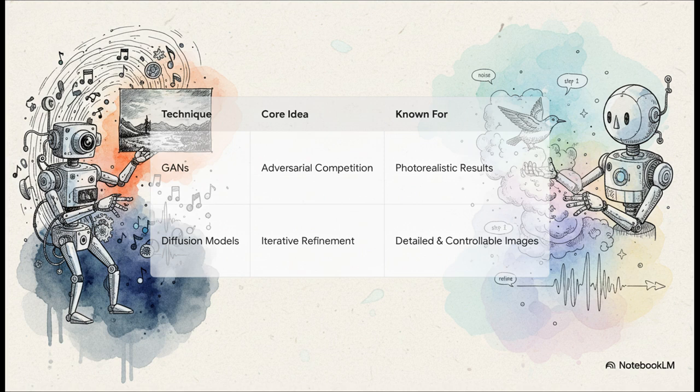Then you have diffusion models. They're all about that iterative refinement, reversing the noise. They're like meticulous sculptors. They take their time, and they're often slower and need more computing power. But the payoff is incredible detail and way more control. That's why they're behind the big names you've probably heard of, like Stable Diffusion and DALL-E 3.